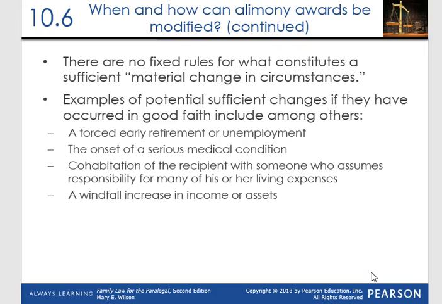Examples of potential sufficient changes, if they have occurred in good faith, often include things such as a forced early retirement or unemployment, the onset of a serious medical condition, cohabitation of the recipient with someone who assumes responsibility for many of his or her living expenses, a windfall increase in income or assets of either party. A lot of these things are going to be provided for in the provision that states when the court would have jurisdiction, or there will be a specific terminating event provision in most separation agreements.